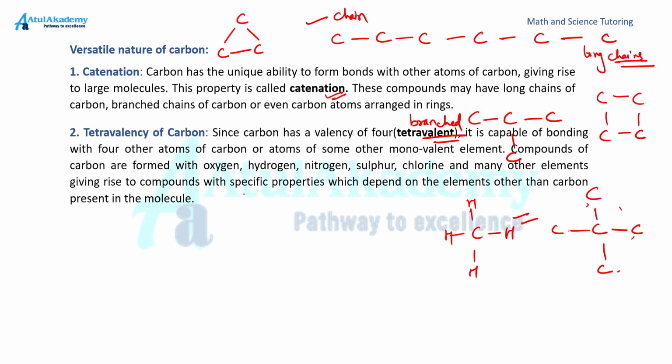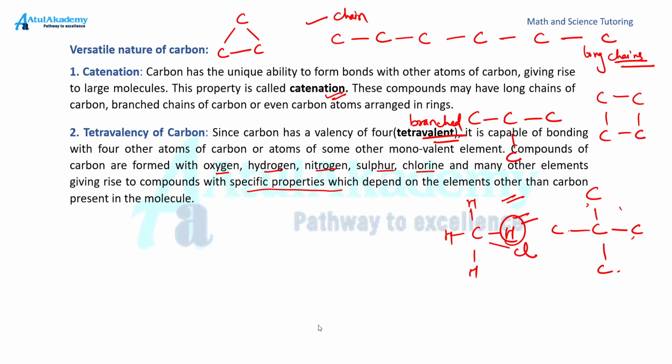Compounds of carbon are formed with oxygen, hydrogen, nitrogen, sulfur, chlorine, and many other elements, giving rise to compounds which have specific properties that depend on the element being connected over here. If I remove this hydrogen and attach chlorine, it will have a completely different property. Because of that, carbon is able to make millions of compounds.